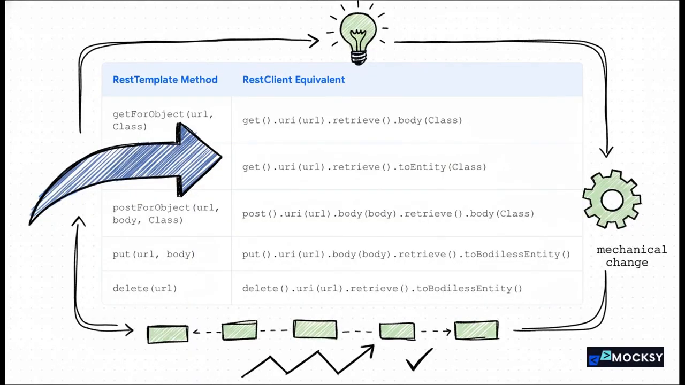And the best part? The Spring team made moving over from RestTemplate super easy. I mean, look at this table. It's pretty much a direct one-to-one translation. What used to be a single chunky getForObject call is now just a nice clear chain of get, URI, retrieve, and body. Honestly, updating your code is a simple, almost mechanical process. It's not a huge refactor at all.